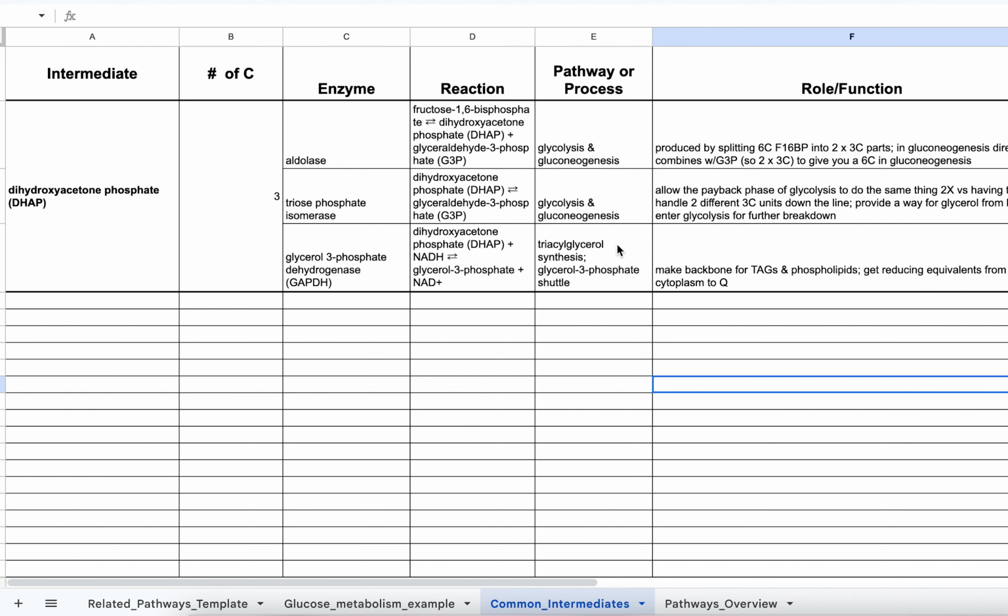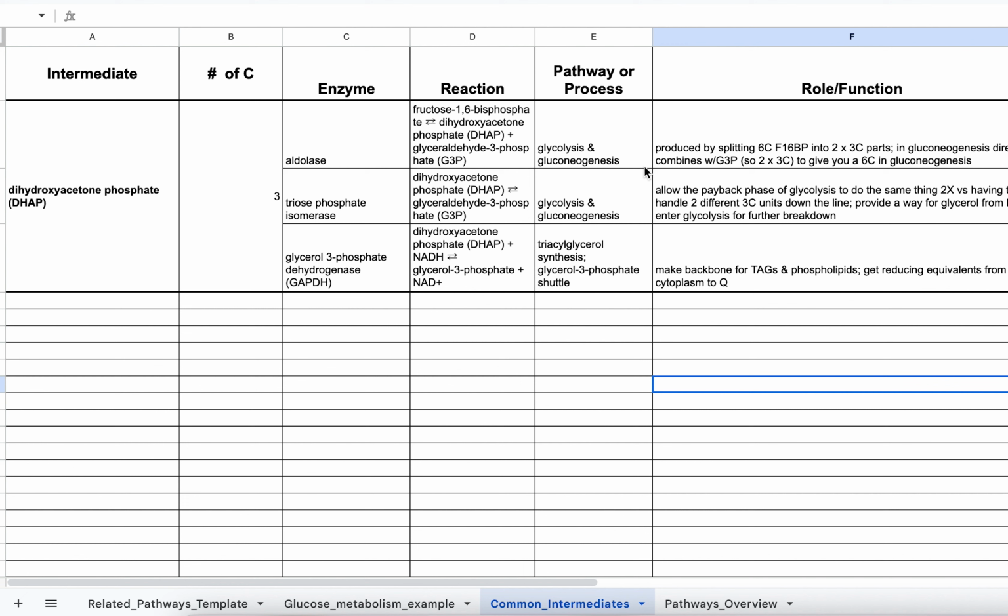Doing that glycerol 3-phosphate to dihydroxyacetone phosphate conversion is also a way that we can get reducing equivalents from the cytoplasm to Q. Because we're generating NADH in glycolysis in the cytoplasm, but we can't get it into the matrix directly. And so the glycerol 3-phosphate shuttle is one of the ways that we can sneak those electrons in.